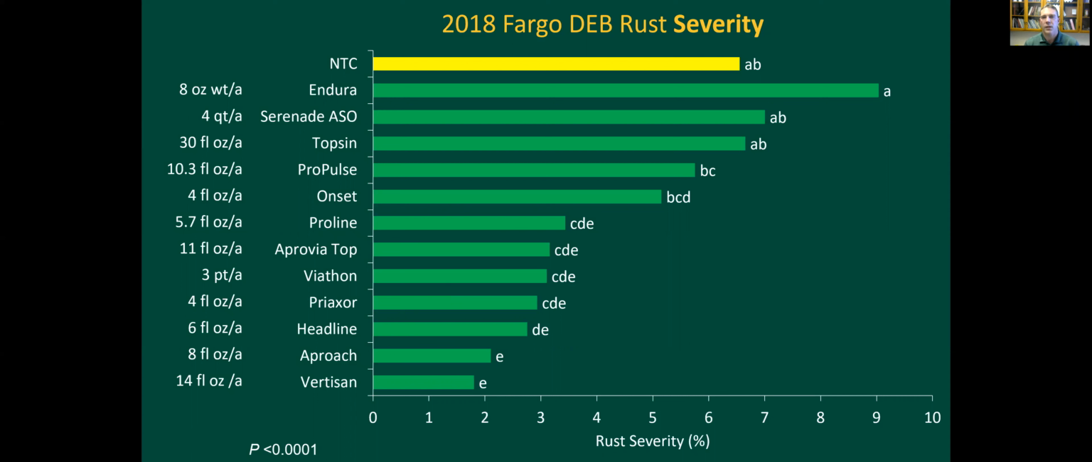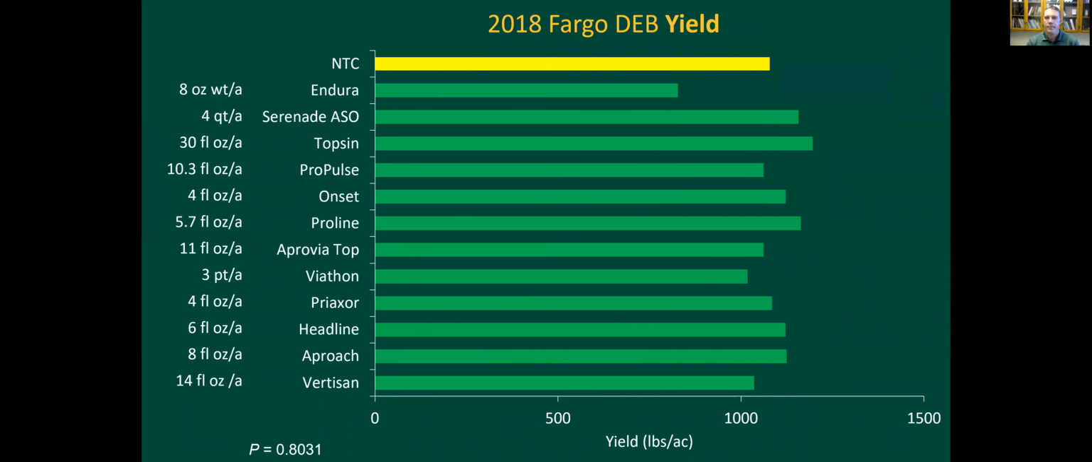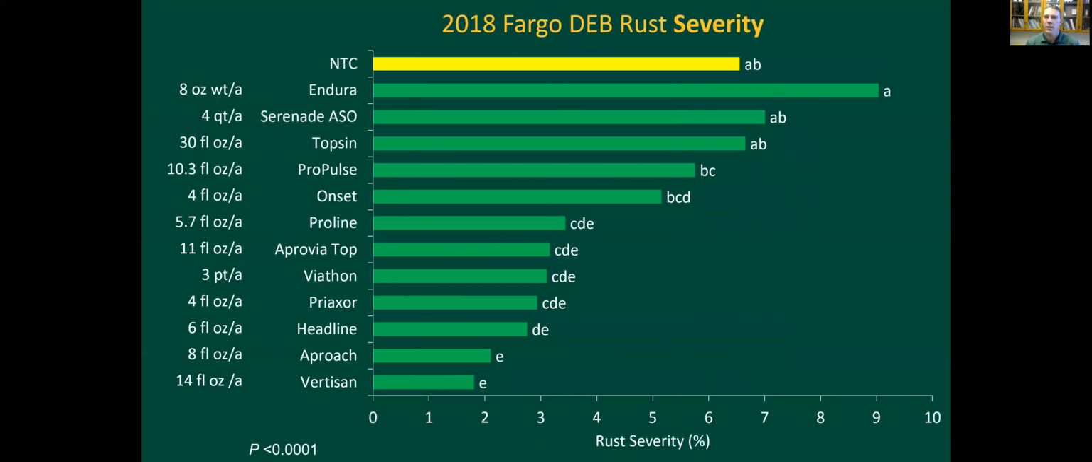So there's lots of chemistries out there, and it tends to be that triazoles and strobilurins are a little bit more effective than say an Endura or a Topsin. Again, we didn't have enough pressure here to separate yield either, but the chemical separation is pretty good.